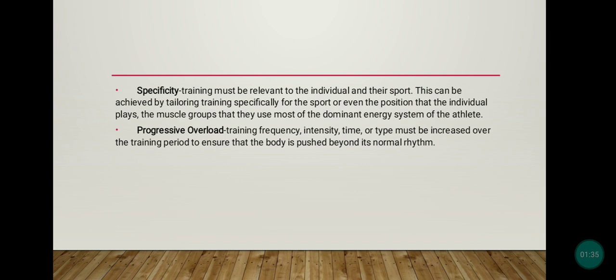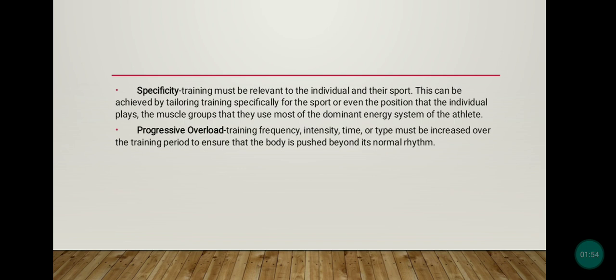Specificity: trainings must be relevant to the individuals and their sport. This can be achieved by tailoring training specifically for the sport or even the positions that the individual plays, the muscle groups that we use most, and the dominant energy system of the athlete.